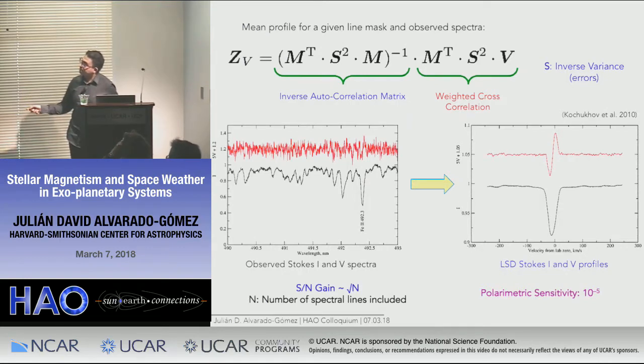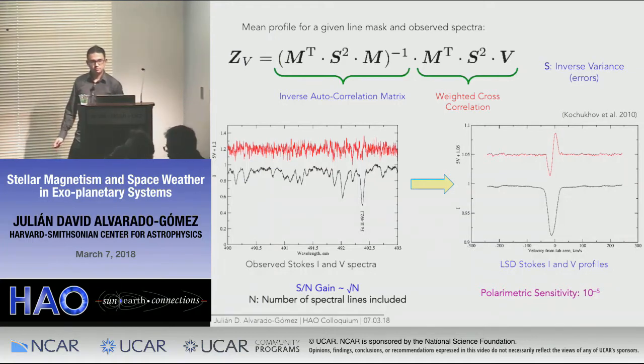And the main idea is that you take the entire spectra with thousands of spectral lines, and you convolve it into a single average profile per observation. The gain in signal-to-noise ratio is going to be proportional to the square root of the number of spectral lines that you're going to use in your mask. You're mixing elements in that sense? You're mixing elements, yeah.